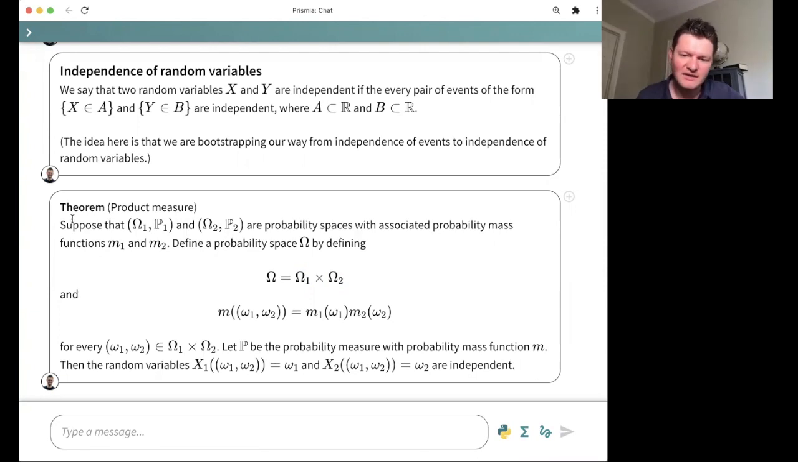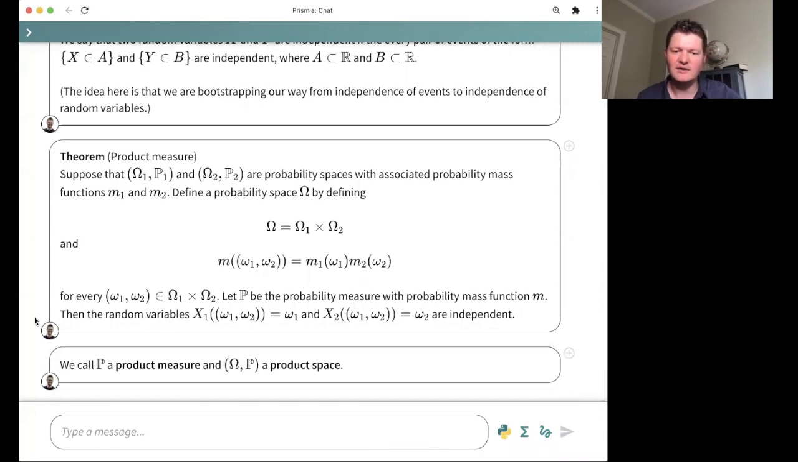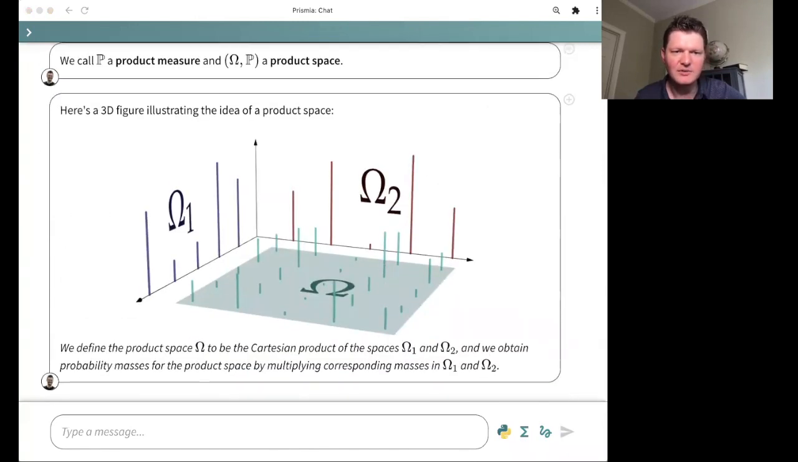So I realize this is not something you can really get a lot from if you're not inclined to read mathematical notation. There's whatever Greek letters, and there's no pictures here. So I want to put multiple pictures with this to help elaborate. So this is the product space construction. This is how, if you want independent random variables, this is how you build them. And we call P the product measure and omega comma P the product space. So here's a picture, which you might have already seen. I also have some new ones here in a minute.